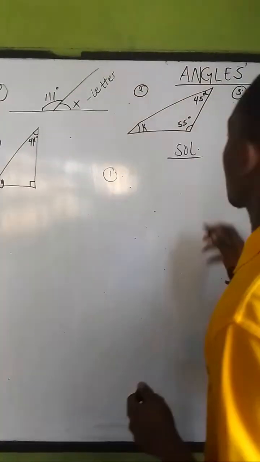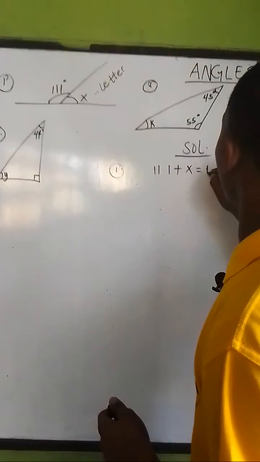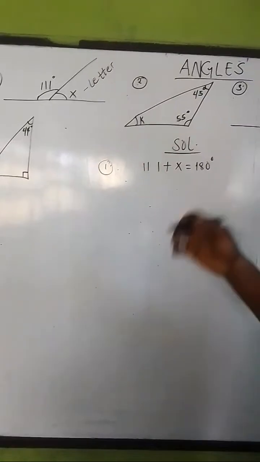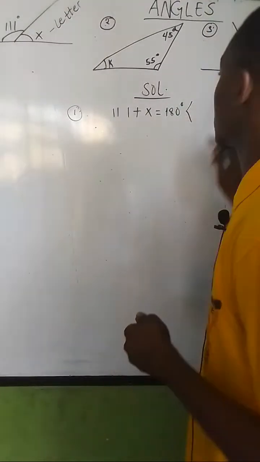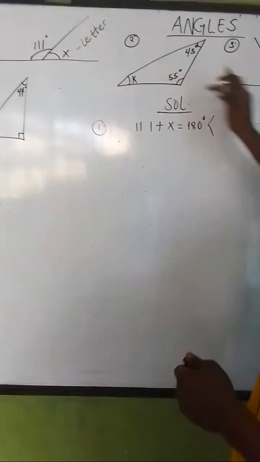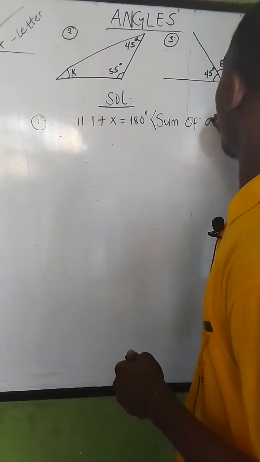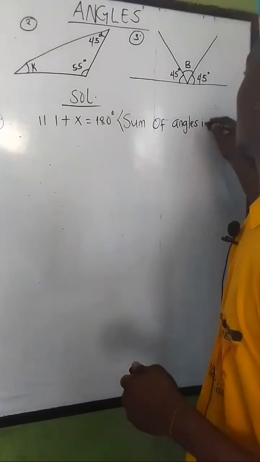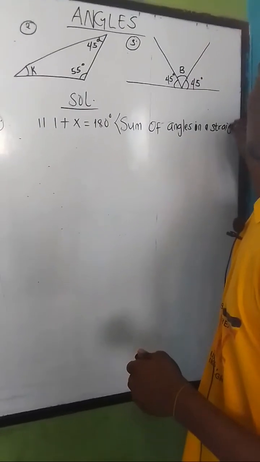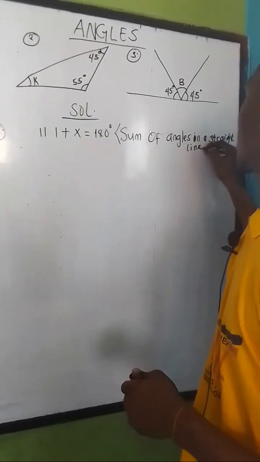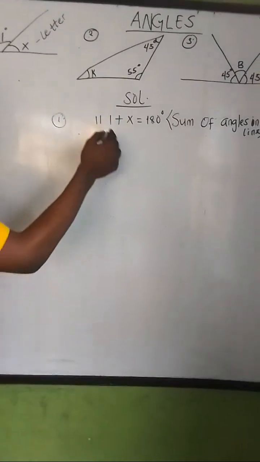So we know that the summation 111 plus x is equal to 180 degrees. And we should also make sure that when we are solving works on angles, we should always write our reasons in front. So we write our reason and say sum of angles on a straight line. That's why we did so. From here we collect like terms.